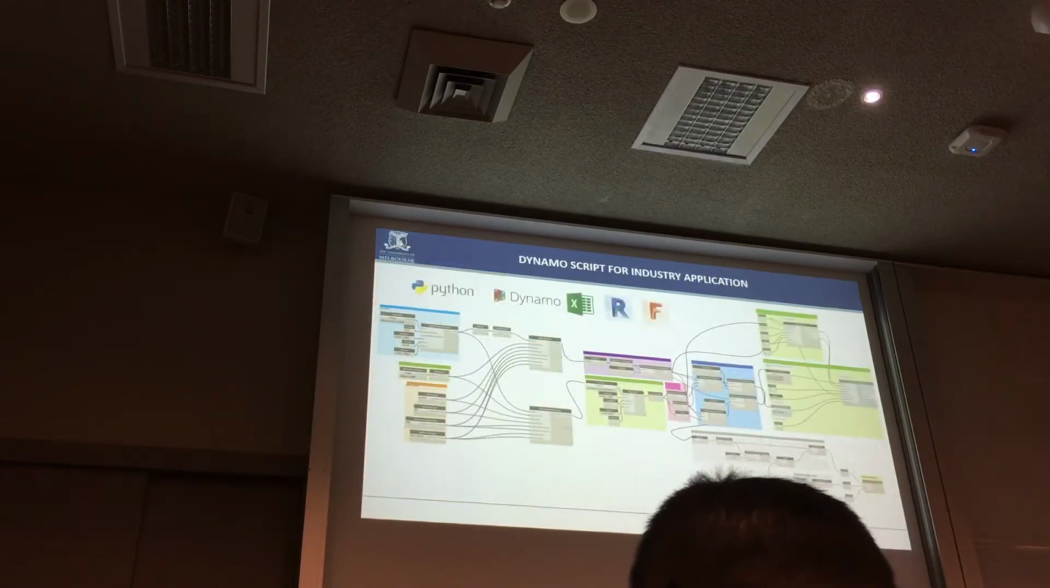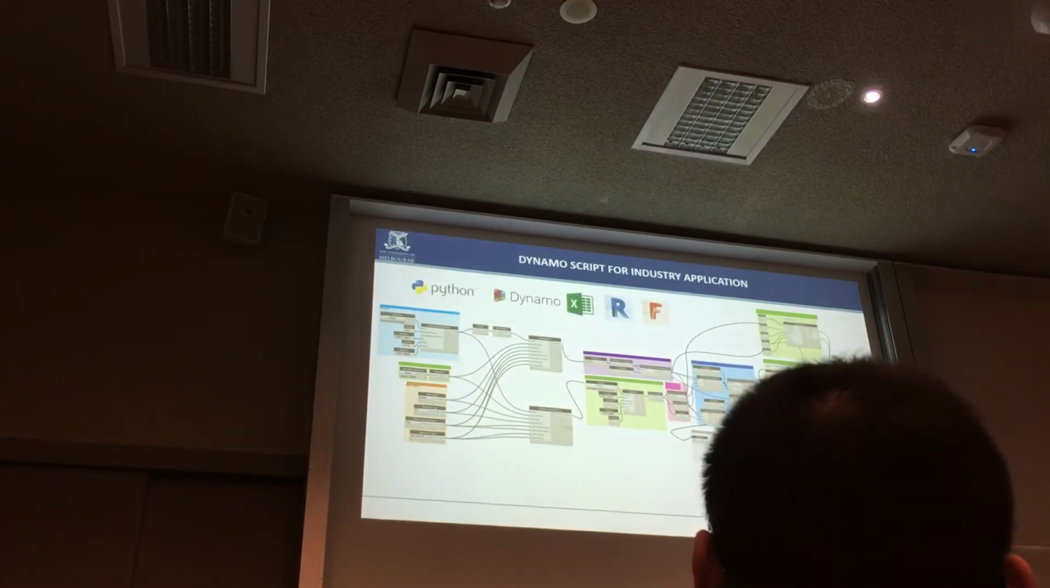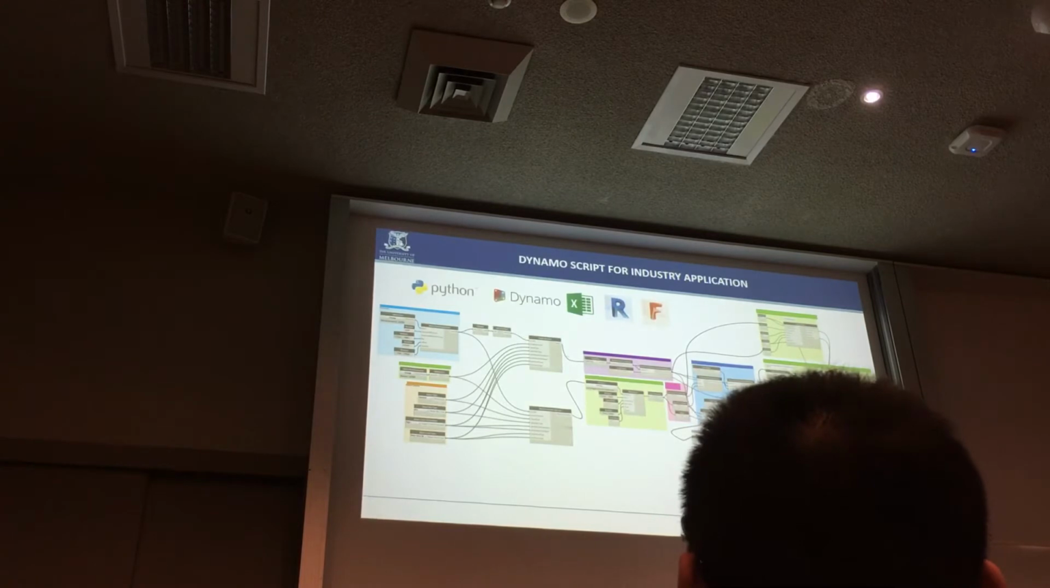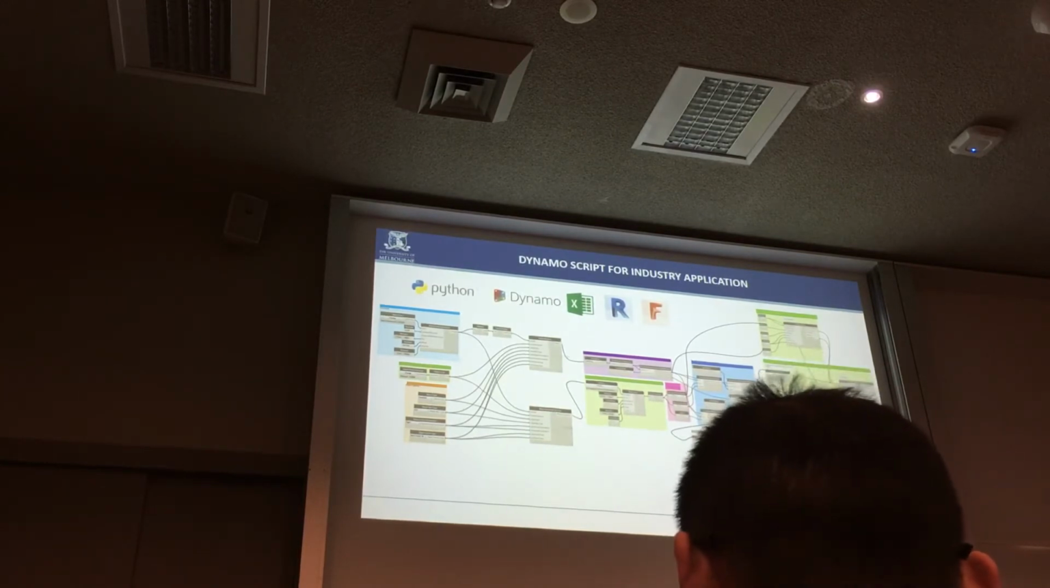So what you see here is a Dynamo script. Dynamo is a visual programming environment which lets the researchers use the building information model to extract data directly and develop the optimization process, and the output of the process will also be represented using the information model.